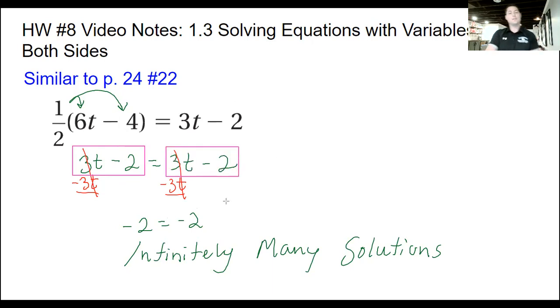So when that occurs and you solve and you move your variable term and you're left with a true math statement like this, this is infinitely many solutions. In other words, t is all numbers.